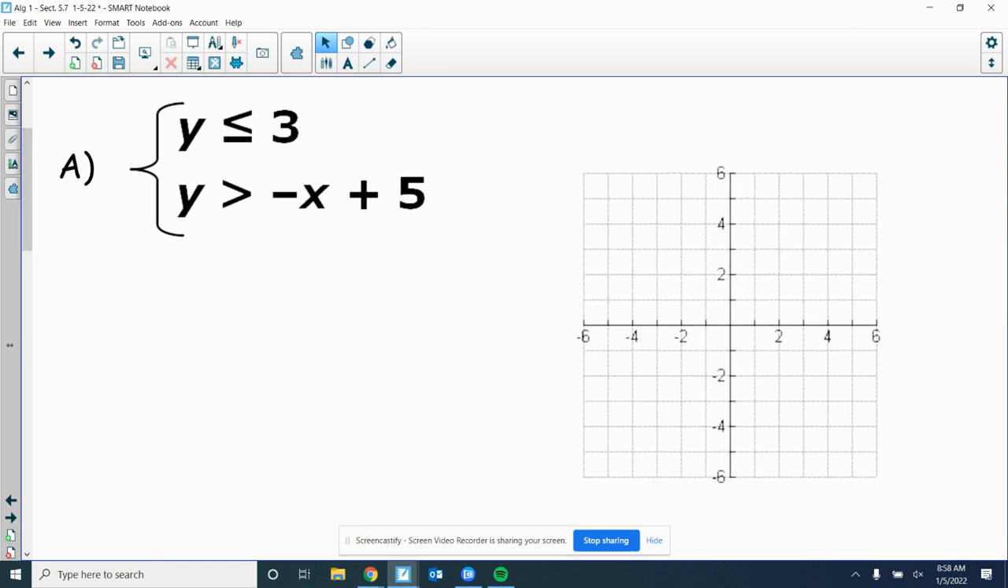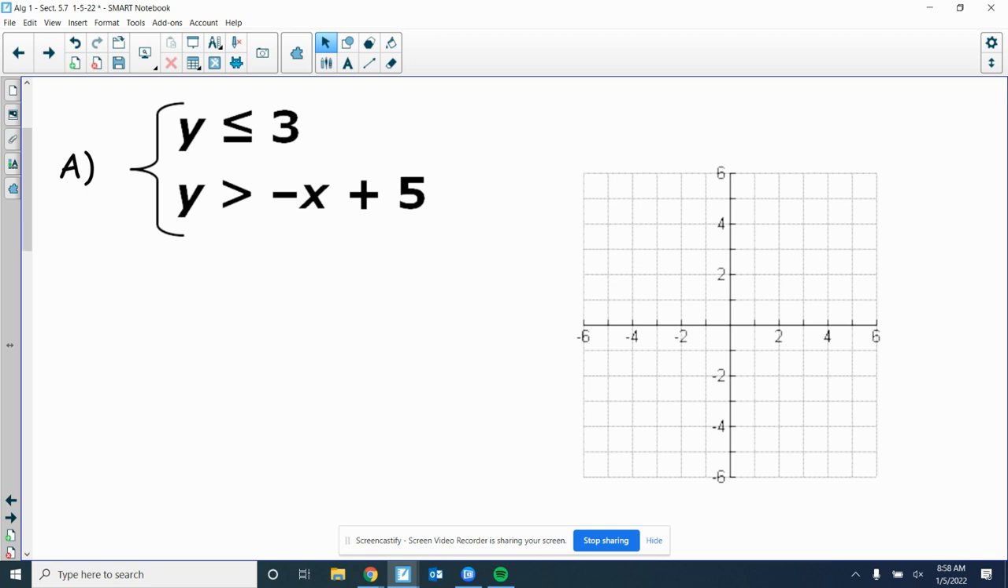Guys, what draws your attention to that first one? Remember, it's going to be a special line, isn't it? It's either going to be horizontal or vertical. Which one do you think it is? Horizontal or vertical? It's going to be horizontal. Okay.